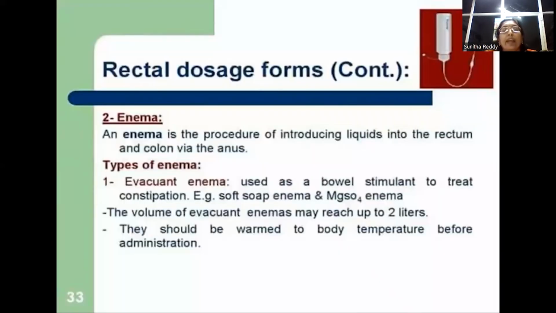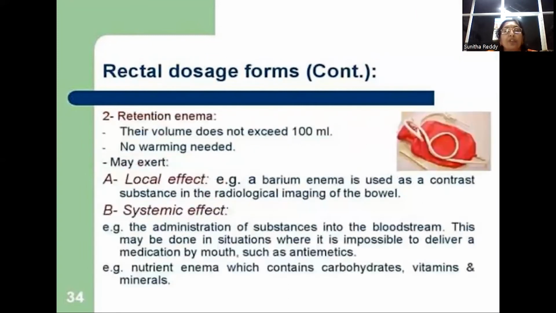Another one is the enema. An enema is the procedure of introducing liquid into the rectum or colon via the anal route. These are all called rectal dosage forms. And there are different types of enemas. Evacuant enemas are used as a bowel stimulant for constipation. An example is soft soap. The volume of evacuant enemas may reach up to 2 liters. They should be warmed to body temperature before administration.